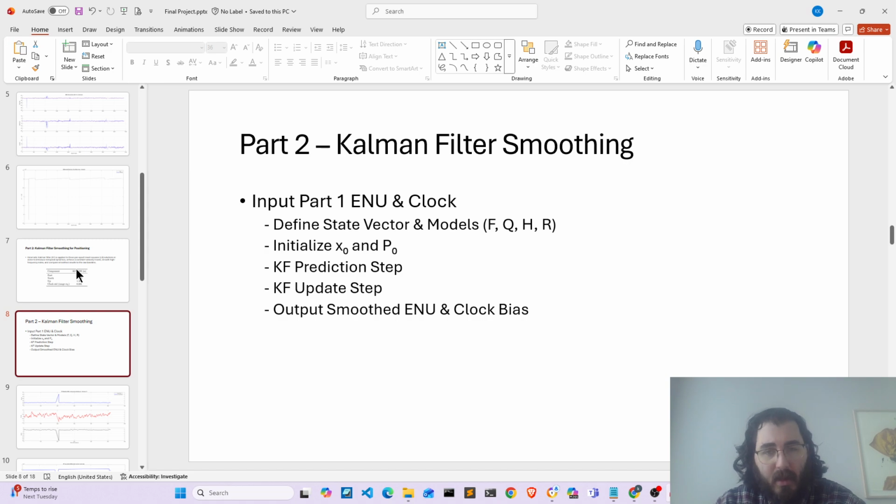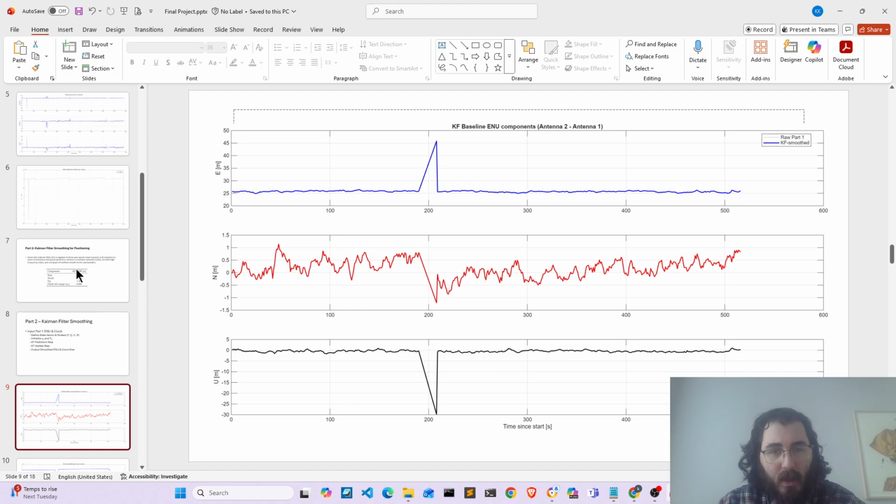Implement a 7-state Kalman filter containing the ENU baseline components and their velocities, and the differential clock bias. The measurements were taken from the part 1 baseline at each epoch, and I compared filtered versus unfiltered RMS values. However, two major issues prevented meaningful improvement. Let me show the ENU graph.